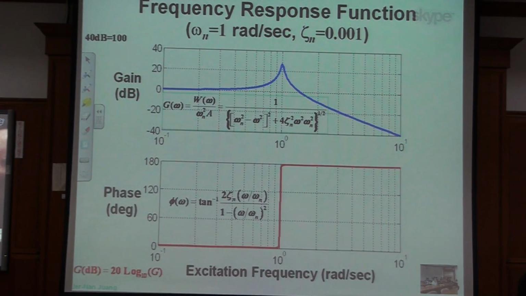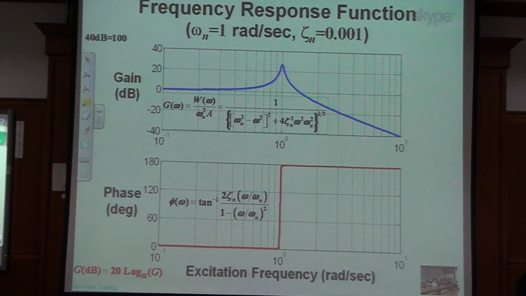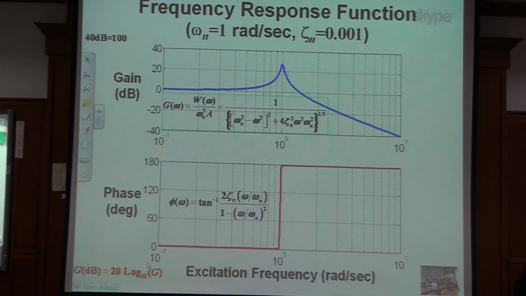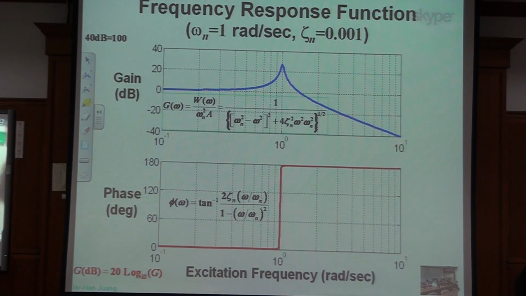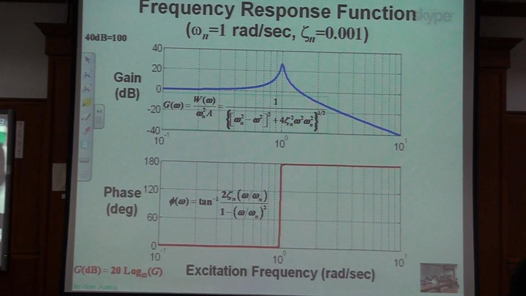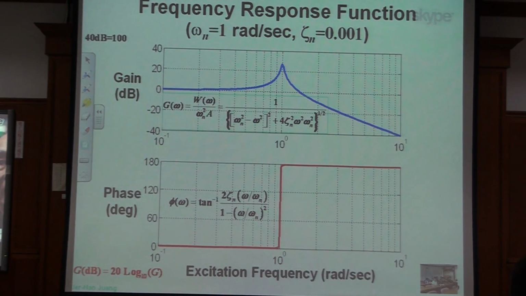This is the gain and phase angle. Look at this curve. This curve gives you the gain, that's W(omega) divided by omega squared A. That's again my output amplitude. In other words, when an earthquake comes in with some amplitude, how much will it excite my building amplitude? That's my output amplitude, my W(omega). This is why I call it gain. Did I gain anything or did I lose anything? So we call this a gain.